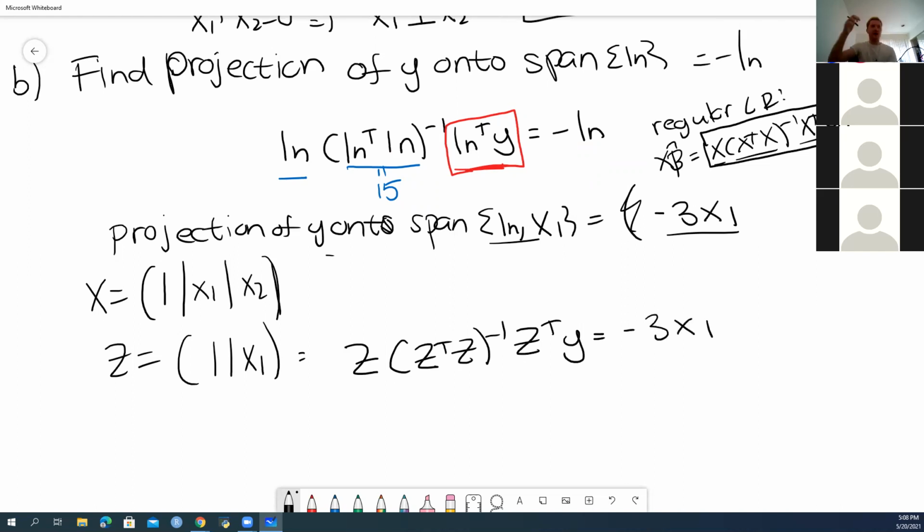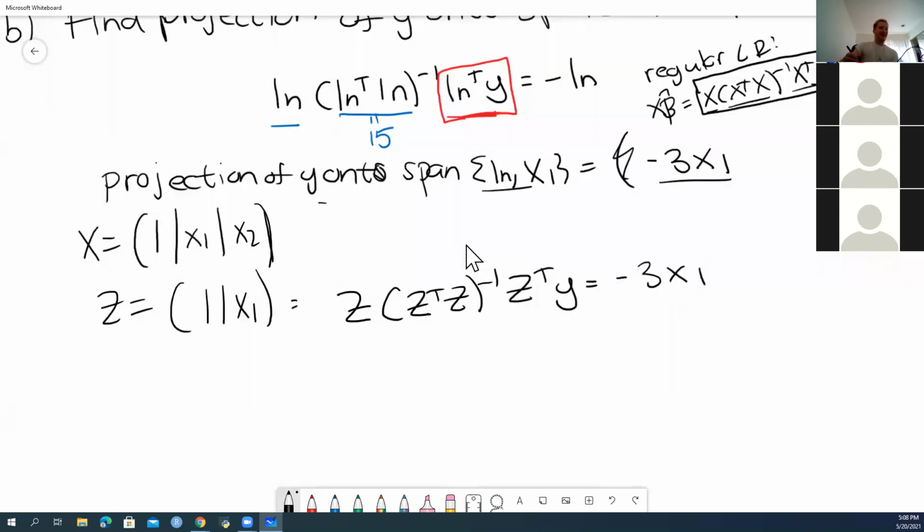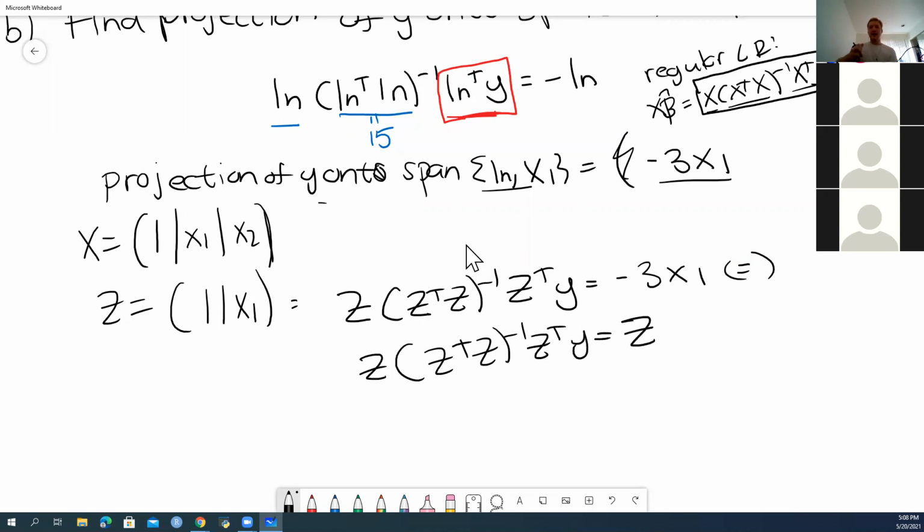Okay, I know this is getting somewhere. This is equivalent to saying that z times z transpose z inverse z transpose y is equal to z times 0, negative 3. Because z is 1, x1, so this is 0 times 1 minus 3 times x1. Remember, x1 is a vector. It's not a value, it's a vector.